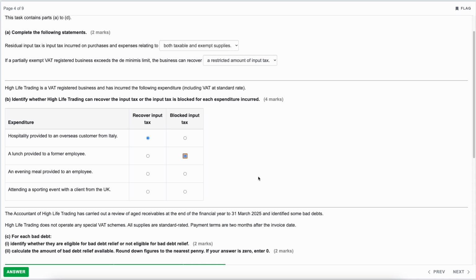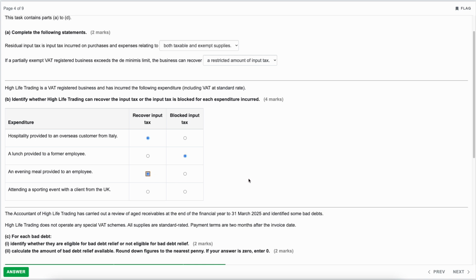The next one, an evening meal provided to an employee. Okay, so we literally just spoke about this. So if it's an employee, then they are allowed to recover the input tax. Obviously, if it's still related to work. If it's just a casual thing, in no way related to work, then it's not even business expenditure in the first place. However, if it is work related and it is for an employee, then they could recover the input tax.